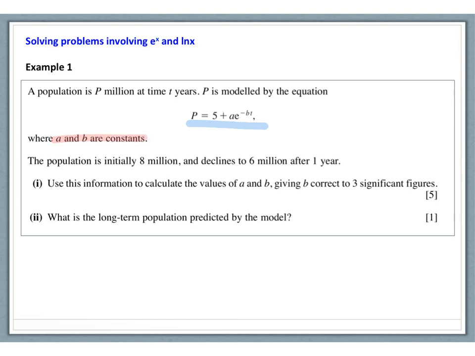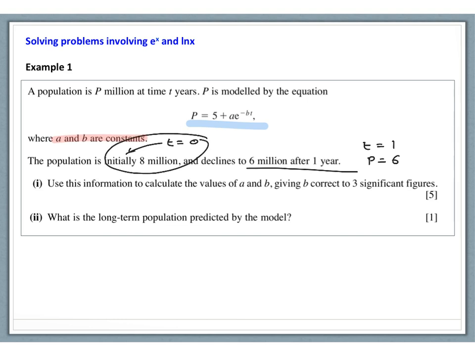The population is initially, which means at time t equals 0, 8 million, and it declines to 6 million after 1 year. So when t equals 1 year, the population is equal to 6 million. Use this information to calculate the values of A and B, giving B correct to 3 significant figures. So we have 2 facts that we can substitute into our equation for P.